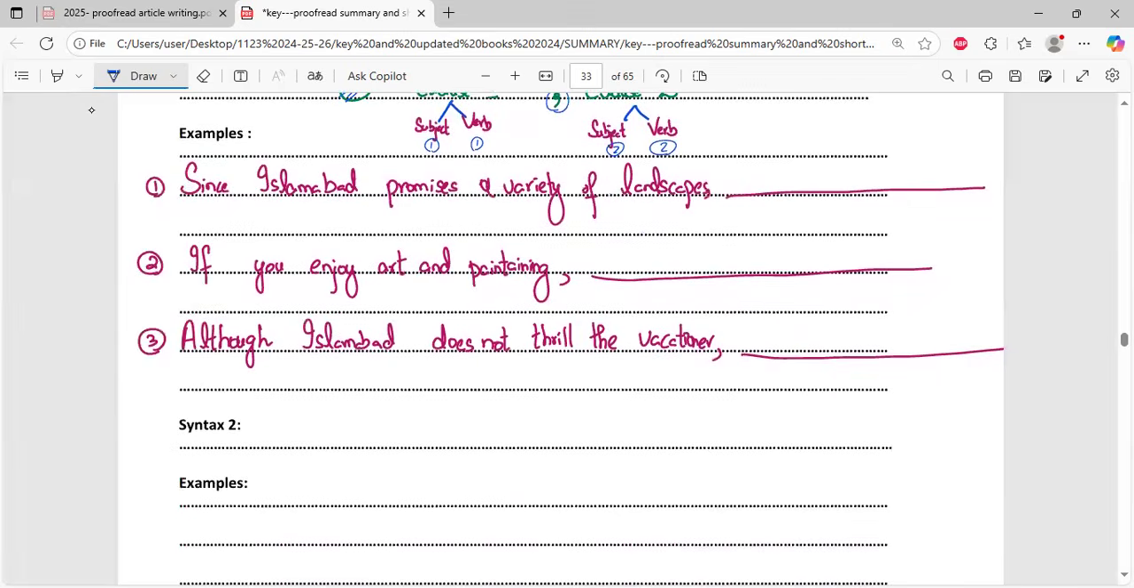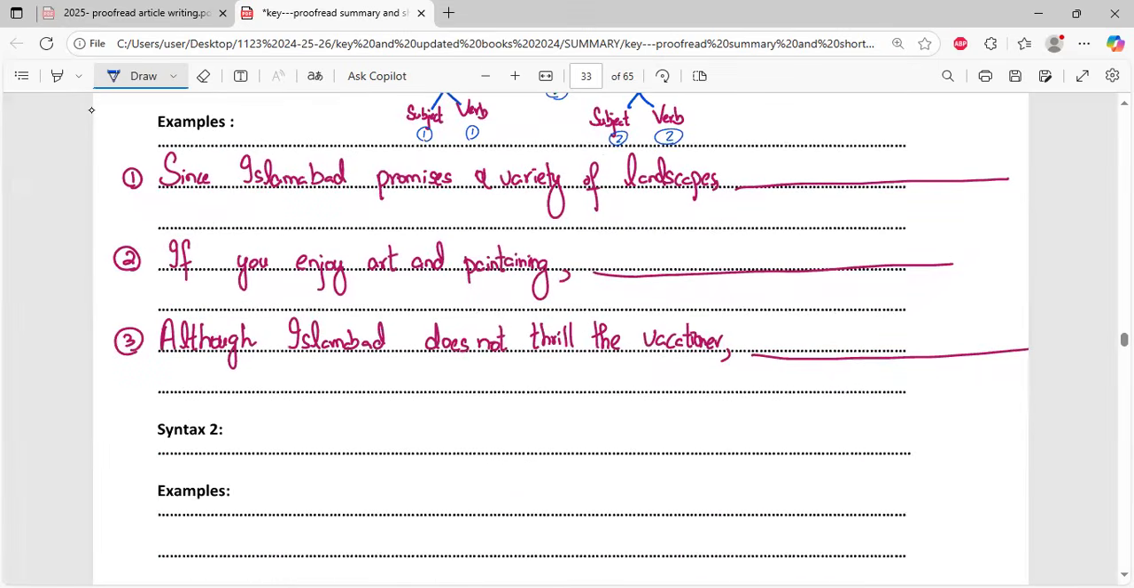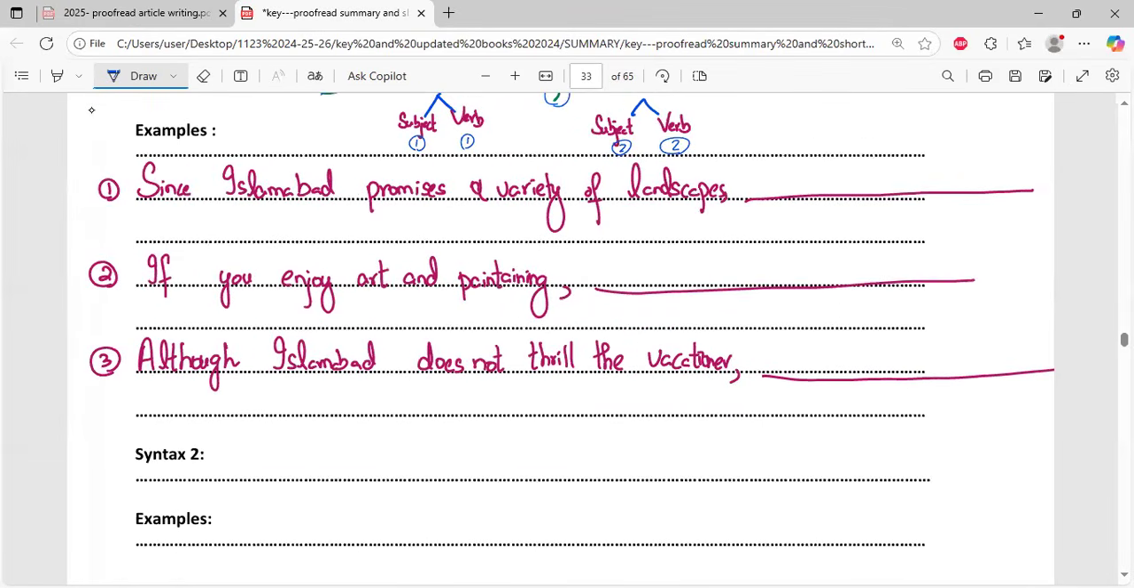Let's look at some examples. You have done the summary of this context, Islamabad tour. If you can recall some points, I'm making these ideas from there. Since Islamabad promises a variety of landscape, क्योंकि इस्लामाबाद में बहुत सारे landscape हैं, इसीलिए तो tourists वहाँ जाते हैं.